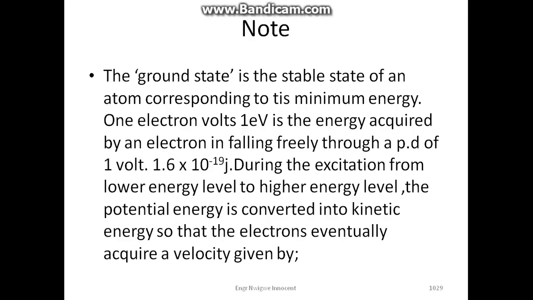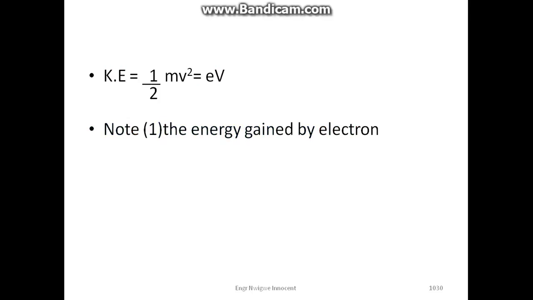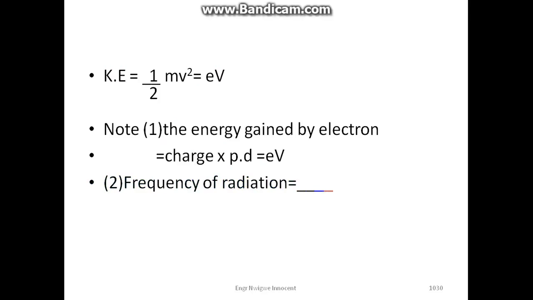During the excitation from a lower energy level to a higher energy level, the potential energy is converted into kinetic energy. So the electron eventually acquires a velocity given by KE equals half mv squared, which is equal to eV. Note: 1. The energy gained by the electron is equal to charge times potential difference, which is equal to eV. 2. Frequency of radiation is equal to velocity of light over wavelength.